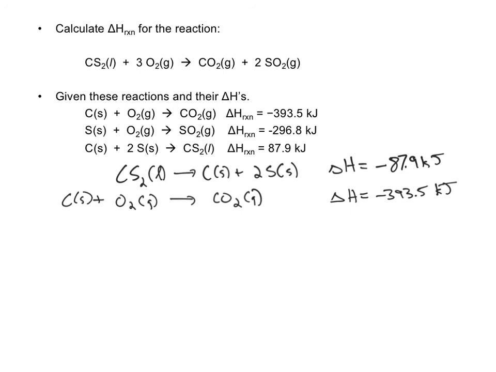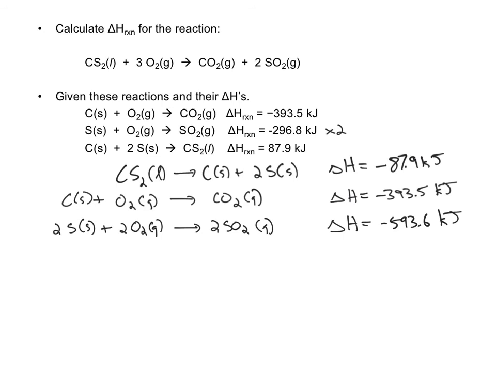Okay, and then we'll go to the SO2. And so the only place I have SO2 is here, and now it's on the correct side. It's a product where I want it, but I only have one of them. I want 2 moles, so I'm going to multiply this whole reaction by 2, so I'll multiply that delta H by 2. So now I have 2 sulfur solid, 2 O2 gas, and then my new delta H will be the old one multiplied by 2, and for that I get negative 593.6.